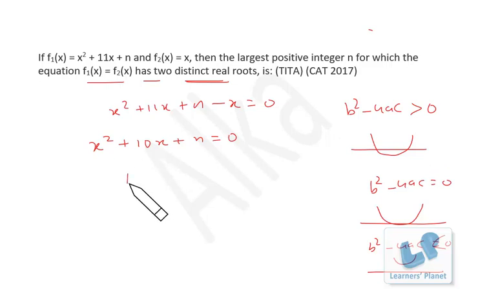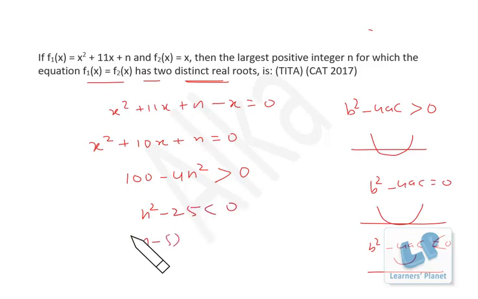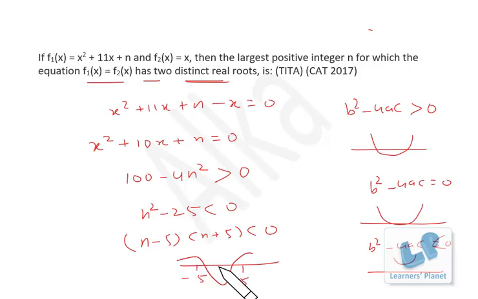So what is b square? That is 100 minus 4ac, so that's 4n. That should be greater than 0. Only greater than, not equal to. In case of equal to, you will have both the solutions the same, but we are looking for both the solutions to be different. Okay, so 100 minus 4n is greater than 0. So I can say n square minus 25 is less than 0. So (n minus 5)(n plus 5) is less than 0. So minus 5 to 5, right? So n can take any values from minus 5 to 5.